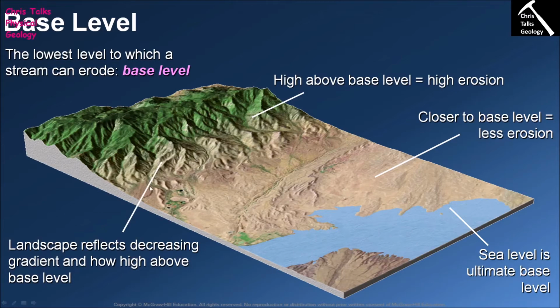So when we look at this diagram, we can see the landscape reflects a decreasing gradient and how high above the base level you are. Typically, the higher above the base level you are, the more energy your water will have, and so the more erosion will be taking place. So we can expect this area up here, where we have the elevated topography, to be an area of very, very high rates of erosion, creating large quantities of sediment. But as we progress into these lower gradient areas towards the plains and eventually towards the coast, we are moving into lower energy environments where there's actually probably going to be more sediment deposition than erosion.